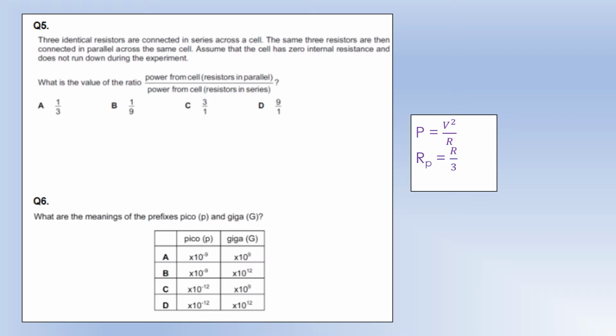So when they're in parallel, if we have three identical resistors in parallel, we end up with the total resistance being R over 3. If we have them in series, we're going to end up with R plus R plus R, so 3R.